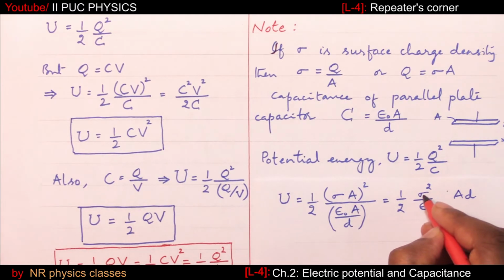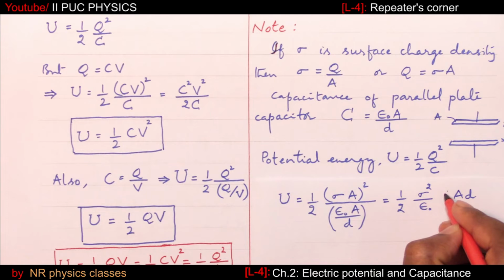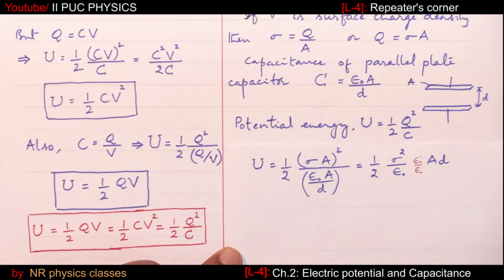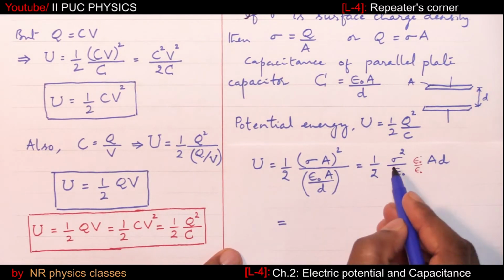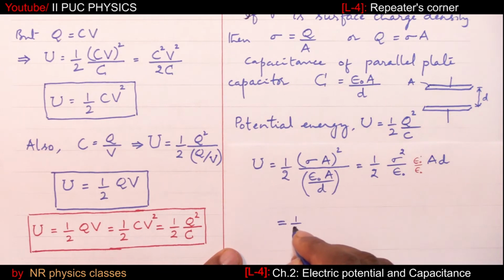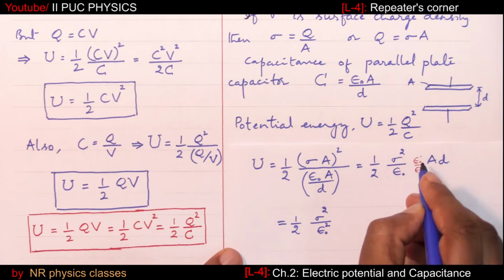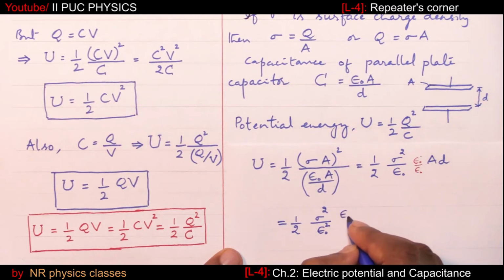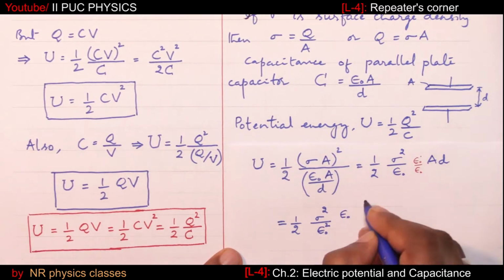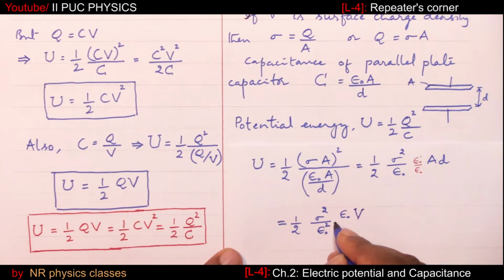Since it is sigma square by epsilon naught, imagine epsilon naught by epsilon naught here. Then the expression turns out to be, half as usual, sigma square by epsilon naught into epsilon naught, which is epsilon naught square, in the numerator epsilon naught is there, epsilon naught. Area into length gives volume, capital V. So this is the expression for potential energy.